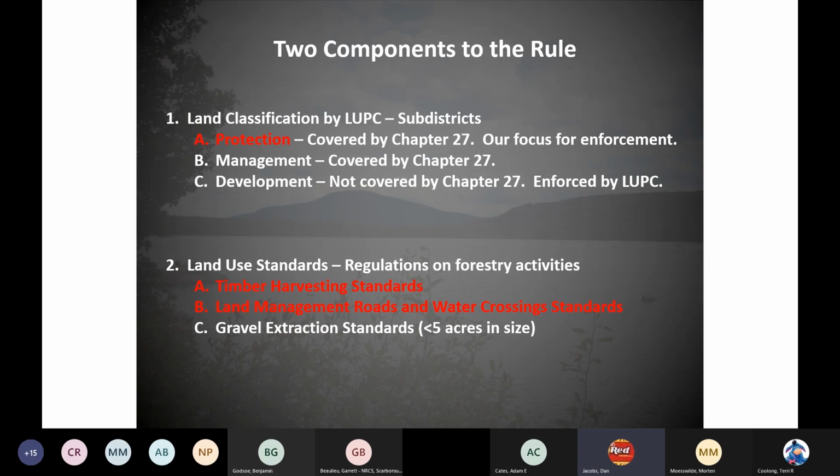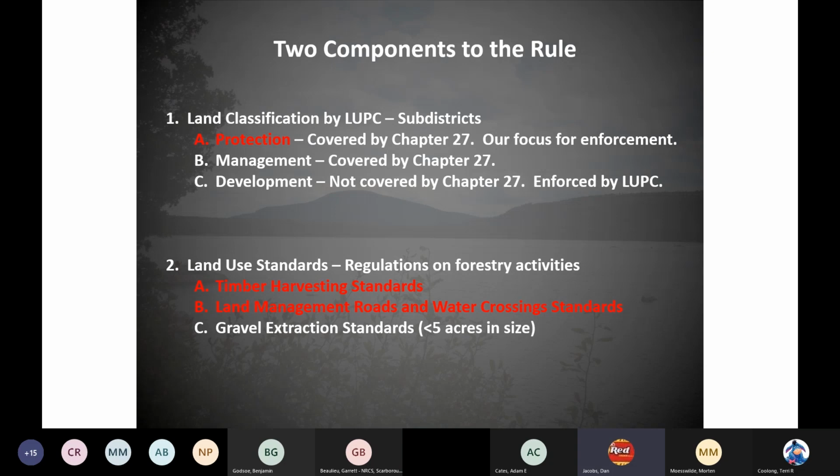The management sub-districts, which are also covered by Chapter 27. But in terms of forestry, there's no significant impact that Chapter 27 has on forestry activities in management sub-districts. And then the development sub-districts, these are not covered by Chapter 27, and these are enforced by LUPC. So our focus today is the protection sub-districts, and I've even whittled it down a little further, so we're going to focus on just a few specific protection sub-districts, the ones most commonly dealt with.